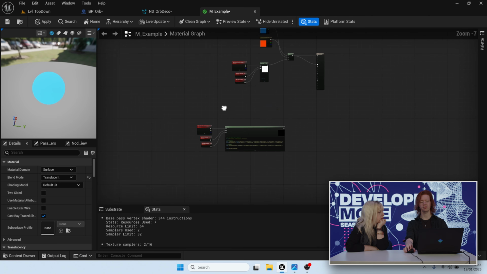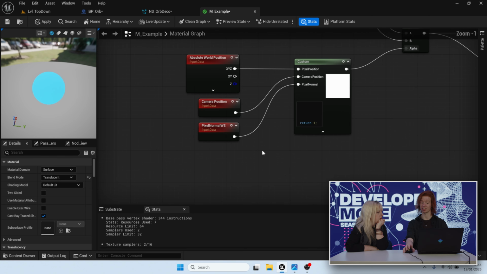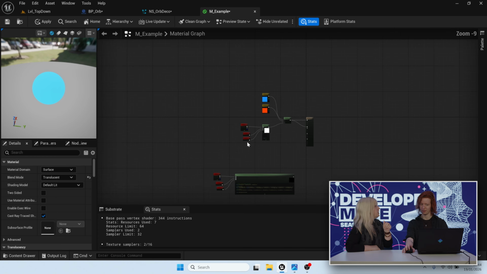Cool. So the first thing we're going to do is create ourselves a quick rudimentary vector. As we do.